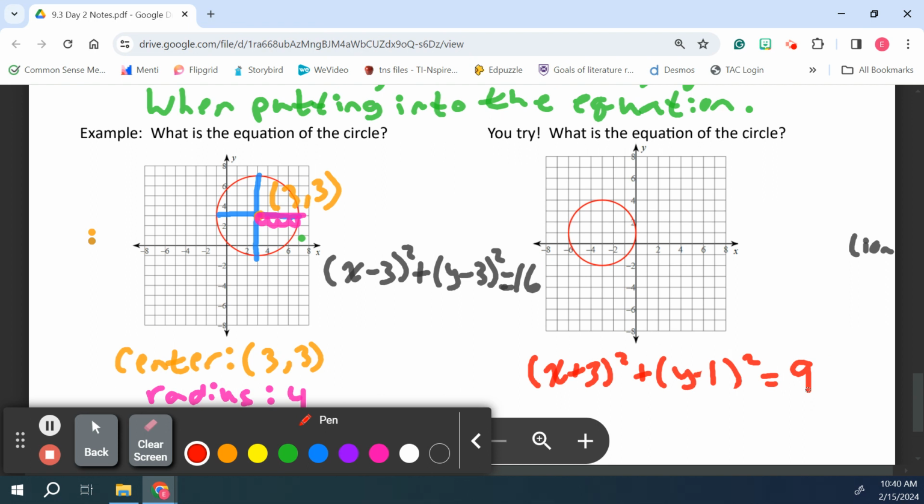Anybody need to see this? Questions? Comments? Concerns? Delta Math. It's assigned. No reason you can't get it done before you leave here today.